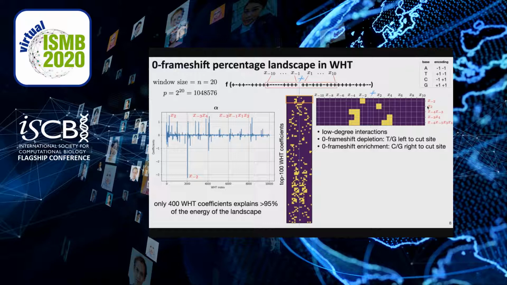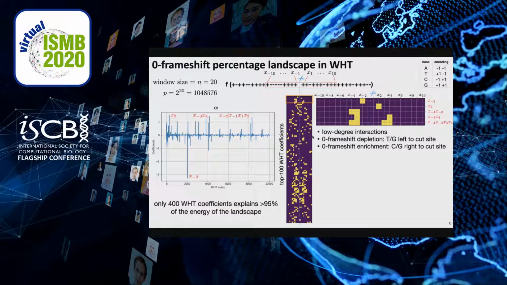Now let's think about how we can interpret these monomials. So let's focus on x minus 2. Realize the nucleotides that start with +1 in this encoding table are T and G. Also realize that the coefficient of x minus 2 in this plot on the left is negative. It's particularly -3. Therefore, this monomial x minus 2 is saying that the presence of a T or G to the left of the cut site will deplete zero frame shifts.